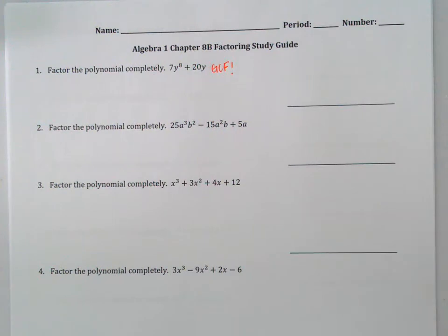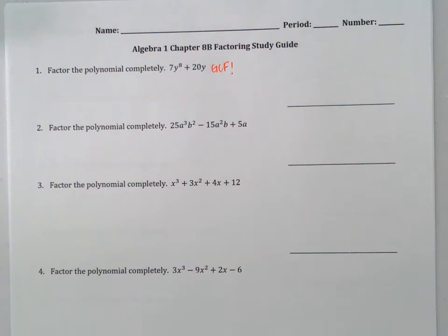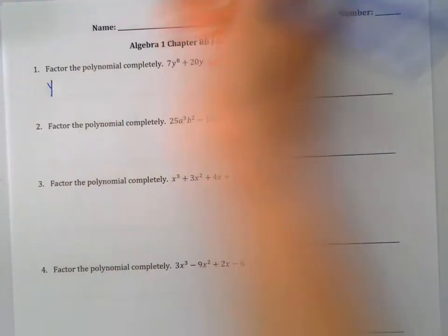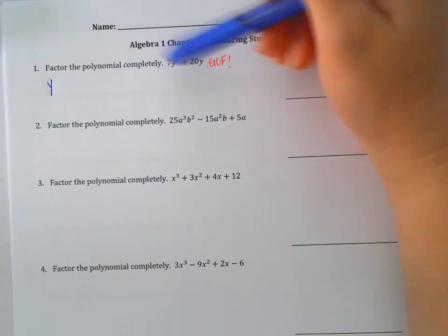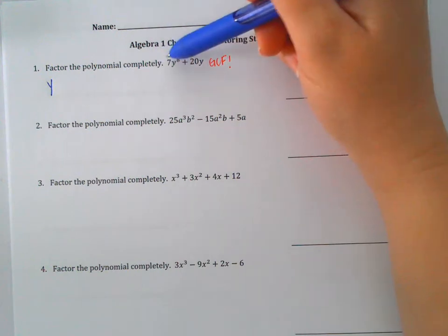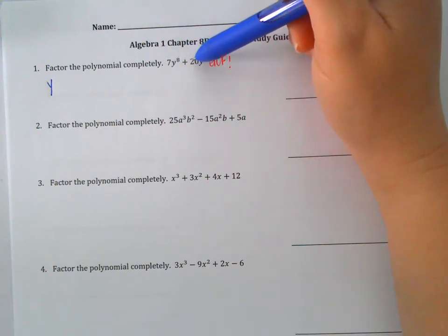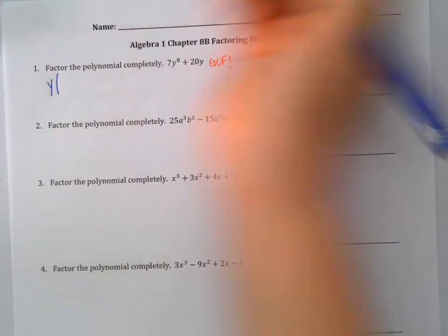I look at 7y to the 8th plus 20y, and I notice that they both have a y in common. So I'm going to start there. I'm going to start by factoring out a y. Now I can only factor out one y because the lowest amount of y's between y to the 8th and y to the 1st is y to the 1st. Before that, I should have talked about this first, but look at the numbers 7 and 20. Is there any number that goes evenly into both 7 and 20? And there isn't. So then I write what's left.